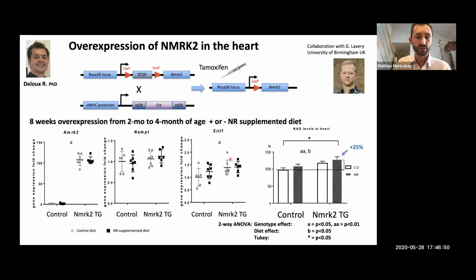And as you can see, this doesn't change much to gene expression level, but for the NAD, we could see that the overexpression of NMRK2 by itself, and on top, in addition with an NR diet, is able to stimulate an increase of about 25% of the myocardial pool of NAD, which seems to be little, but in the heart, it's actually very hard to increase NAD above the physiological level. So I think it's quite significant already.